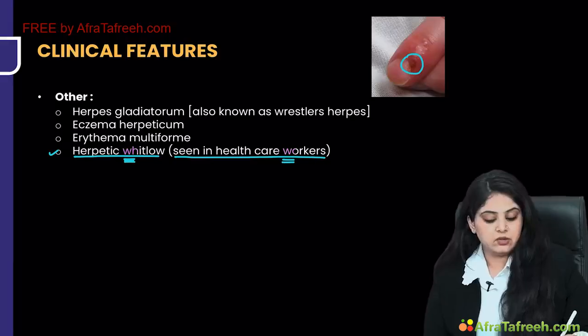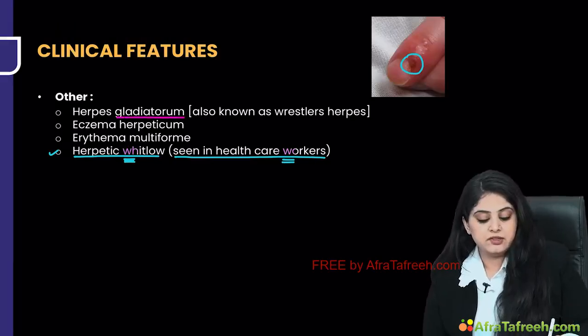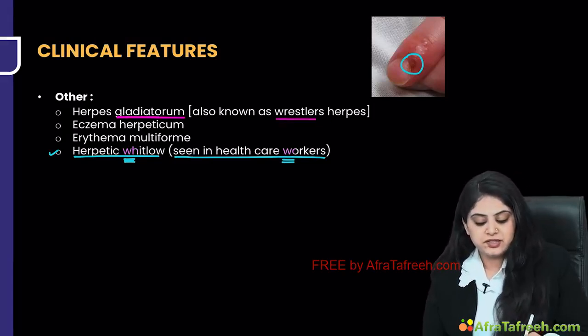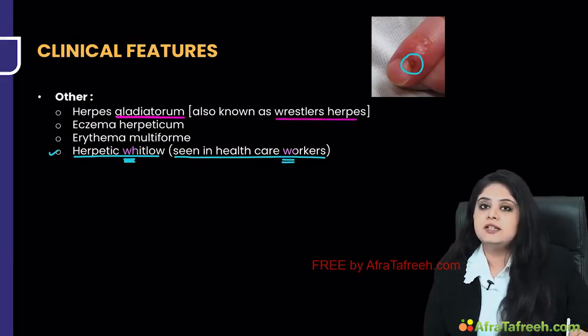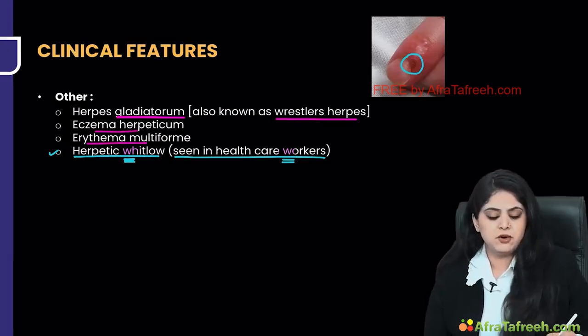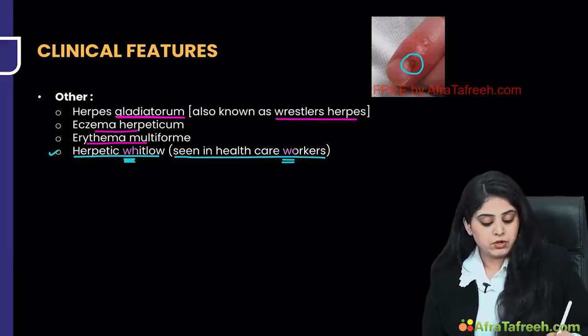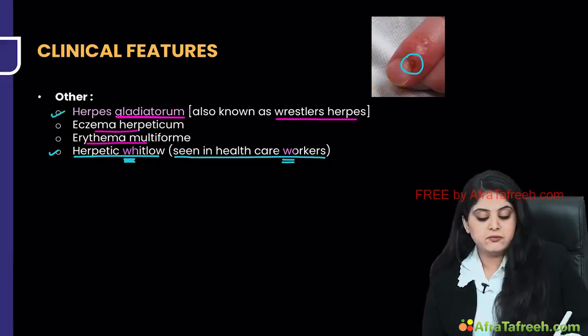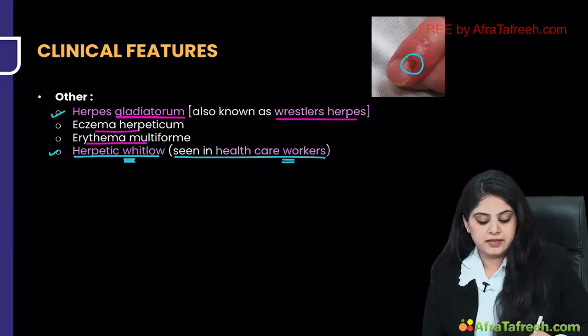Other than that, it can also occur in gladiatorum. This is sounding like a gladiator, like a wrestler. So this is known as the wrestler's herpes. And other lesions with herpes are also known as eczema herpeticum and erythema multiforme, if you want to remember. But what you have to remember is the fancy names: gladiatorum for gladiators and wrestlers, known as wrestler's herpes, and whitlow for workers. So that is for healthcare workers.